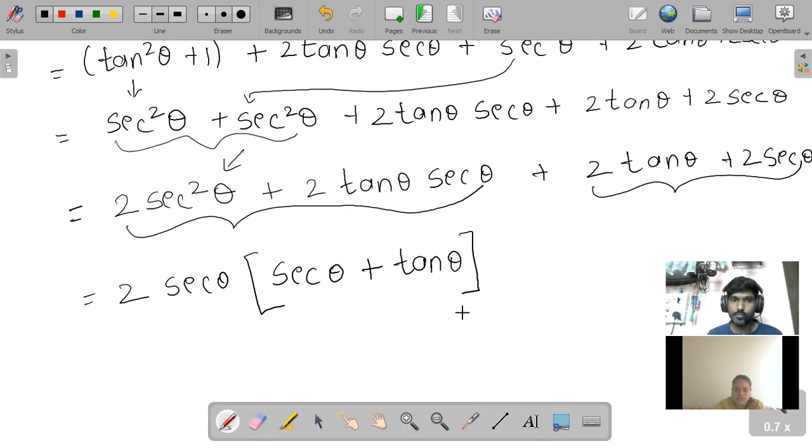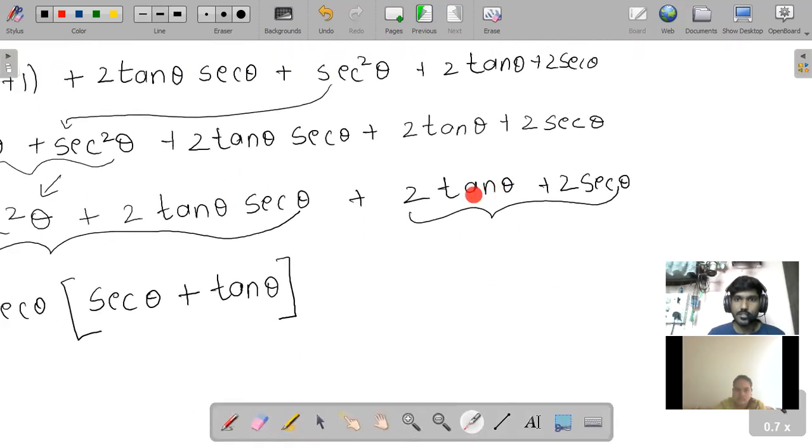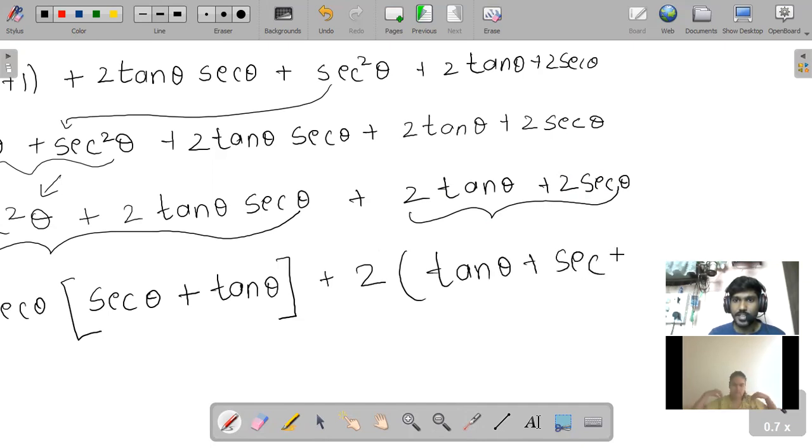Okay. Now, in this next term, what can you see common between this and this? Only 2 is common. And then inside we'll take tan theta plus sec theta.